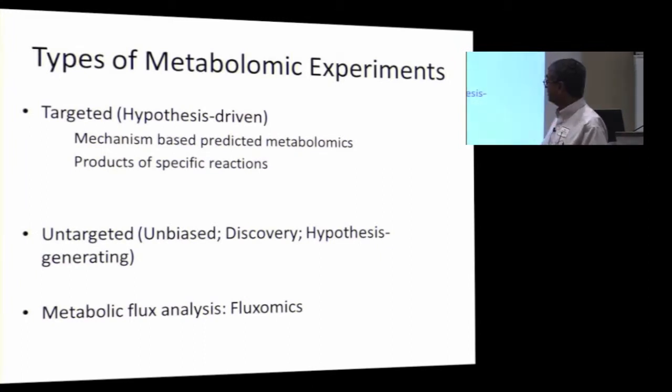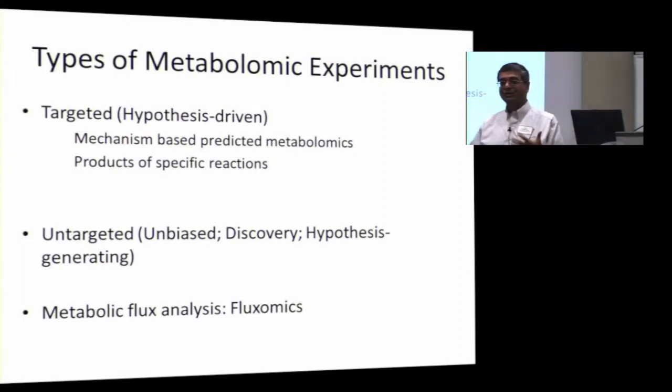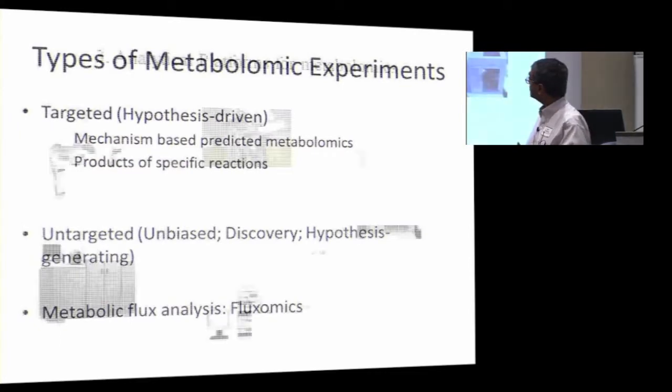And finally, metabolic flux analysis, the fluxomics, asks the question, how is one of these metabolites carried through the system? Typically, people use isotopically labeled substrates and look at their metabolism for this.